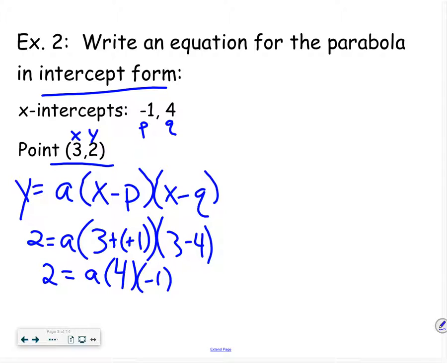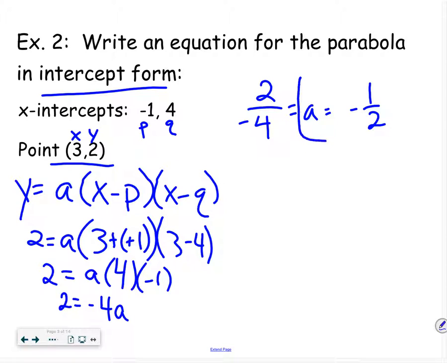Okay, so then you can multiply that out. 4 times negative 1, negative 4. So you get 2 equals negative 4A. And then we solve for A. So how am I going to solve for A here? Divide by negative 4. So 2 over negative 4 equals A. Simplify that down. That gives you negative 1/2.